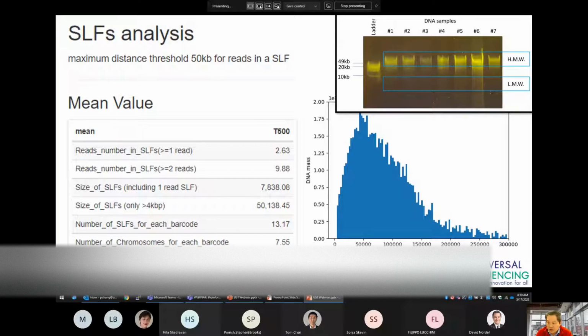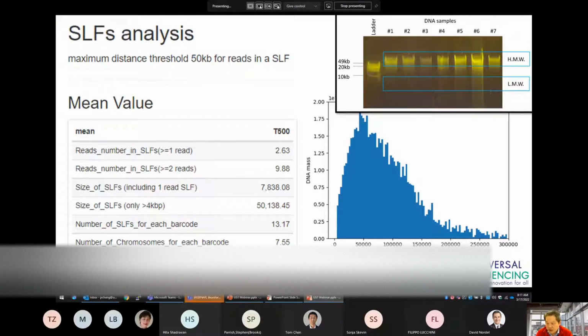You can also use the average size of all super long fragments, not only those greater than 4 kb, but all super long fragments, as a measure of library quality. Clusters that contain only a few reads indicate those instances where only a portion of the molecule has been sequenced. This is often due to the presence of low molecular weight DNA, but can also arise from DNA damage or degradation, as well as improper handling during the library preparation.